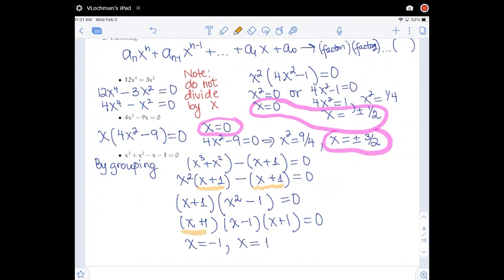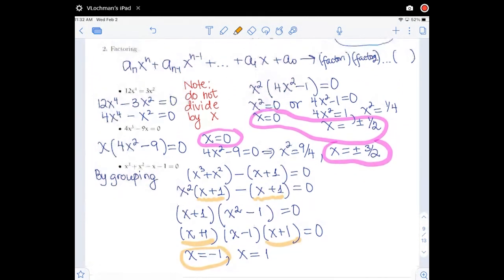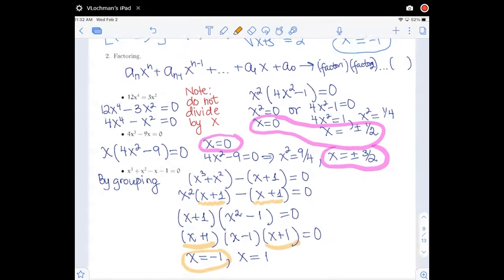We have what we would call a repeated root, right? So x plus 1 turns out to be twice. So -1 is a root of multiplicity 2. And that's something that we will discuss once we do a lot more analysis with quadratics. All right. Jeremy, what was your question?